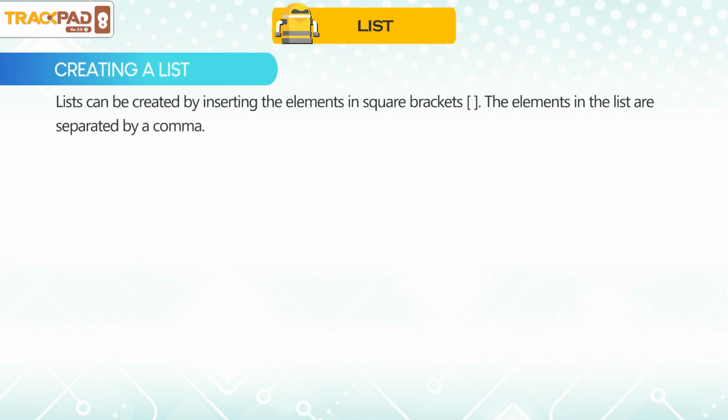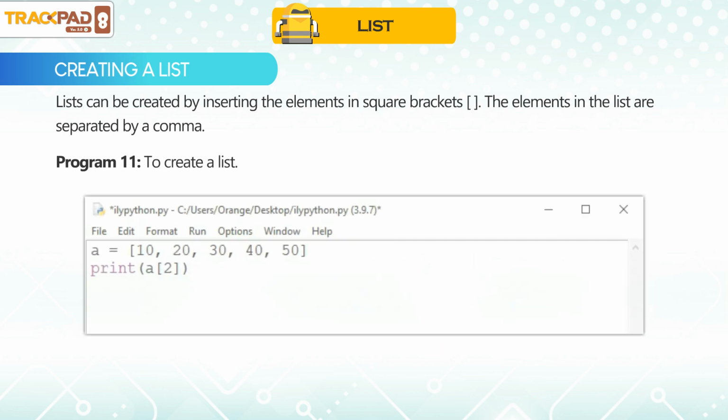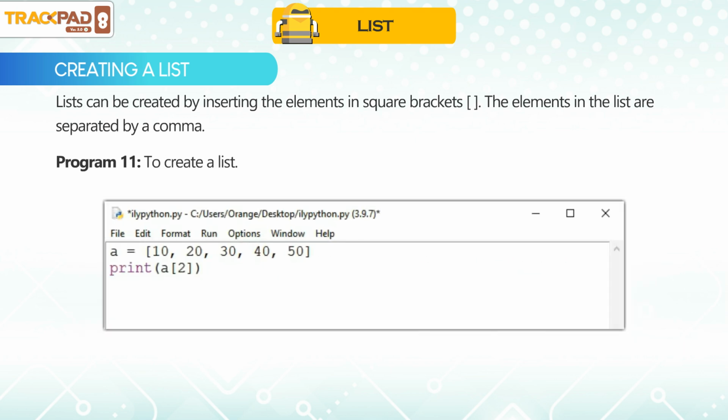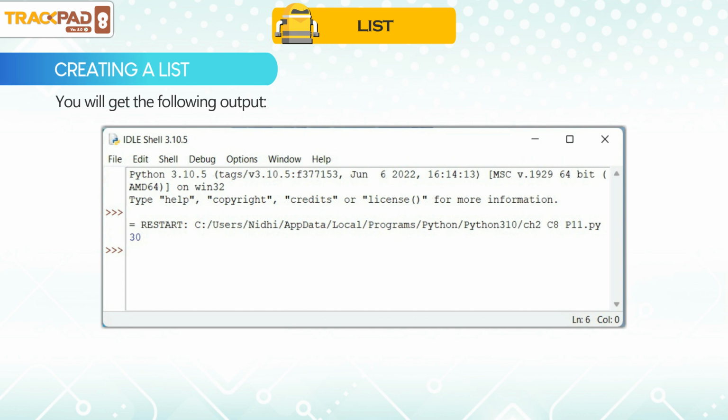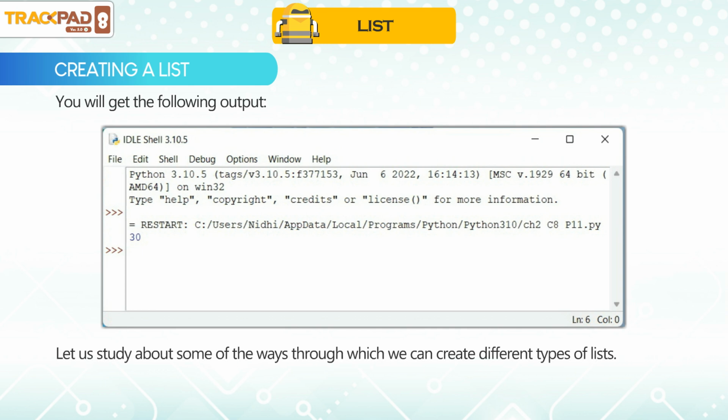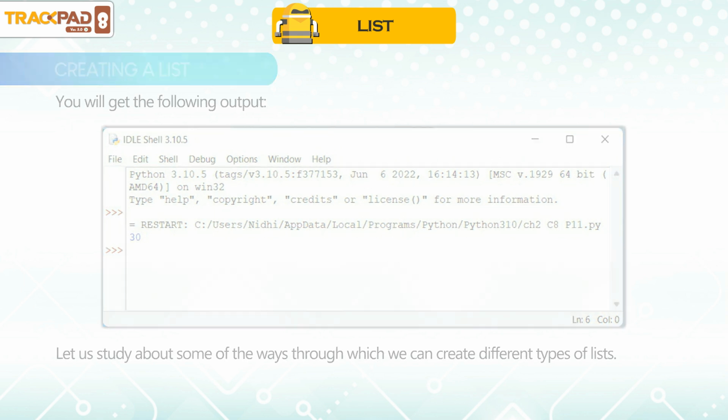Creating a list. Lists can be created by inserting the elements in square brackets. The elements in the list are separated by a comma. Program 11. To create a list. You will get the following output. Let us study about some of the ways through which we can create different types of lists.